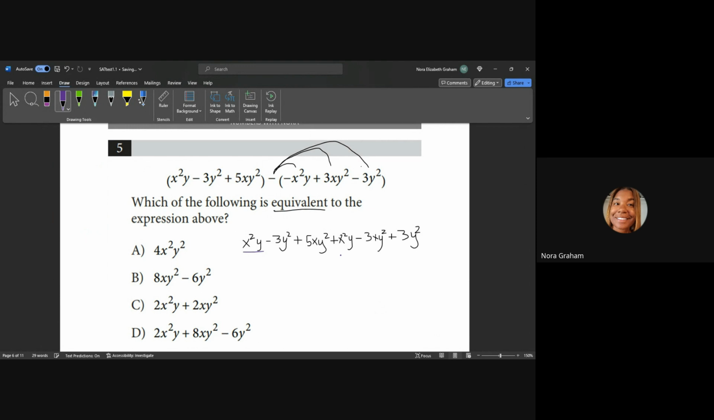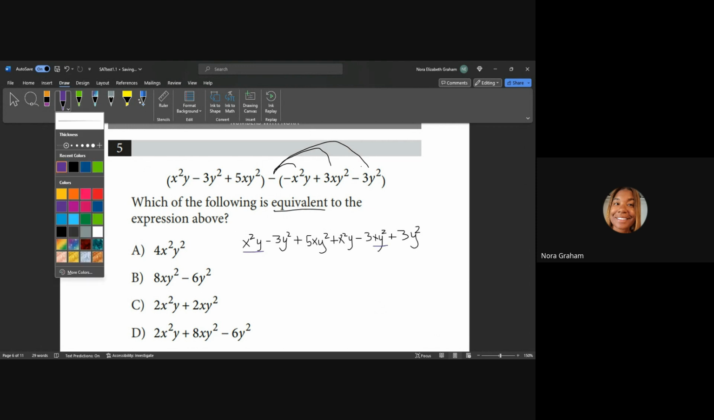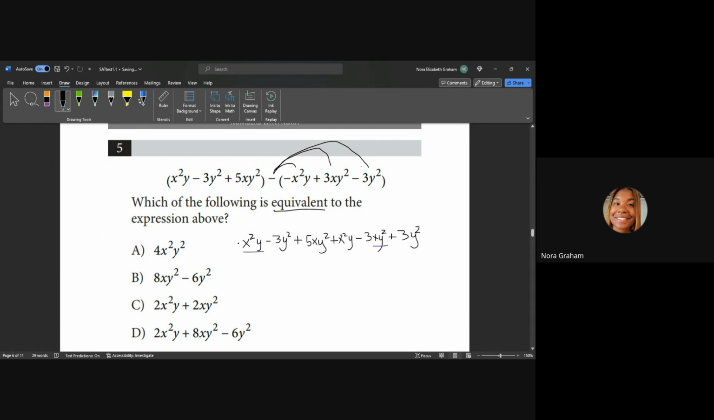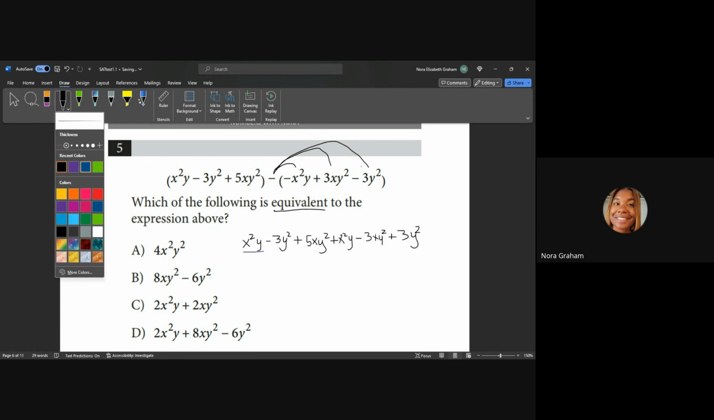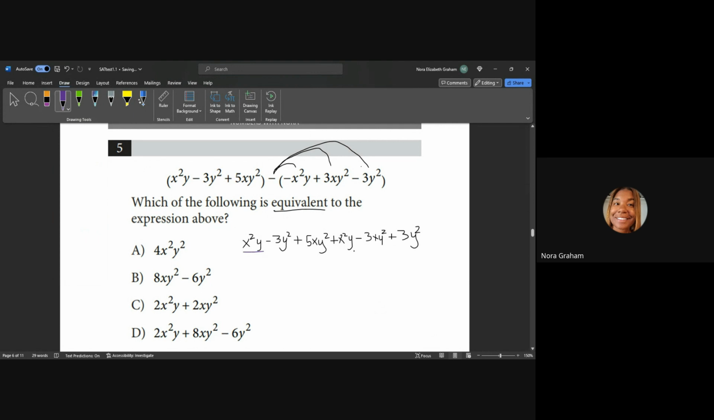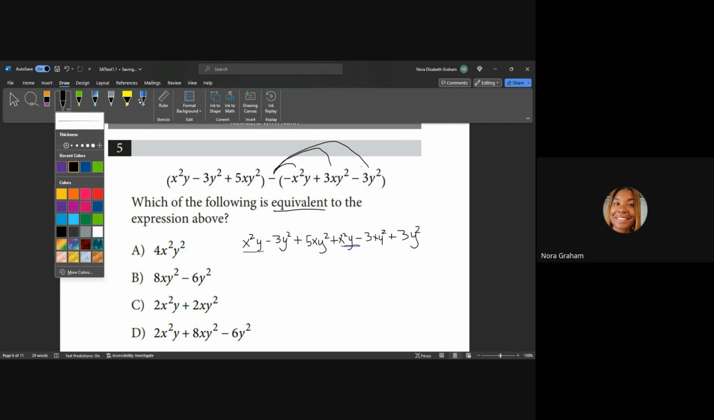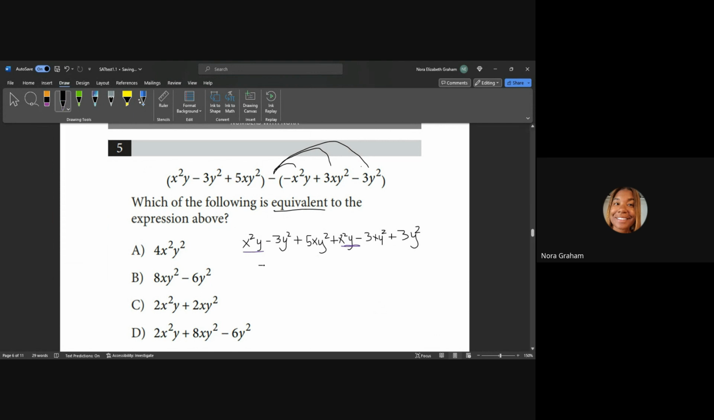X squared y squared, I have another x squared y squared here, and we're going to combine their coefficients. The coefficient of this one is 1. The coefficient for this one is -3. Oh, my apologies, not that one. My bad. This one has like terms, right? X squared y, x squared y. Coefficient for both of these is 1, so I add their coefficients together. 1 plus 1 is 2.